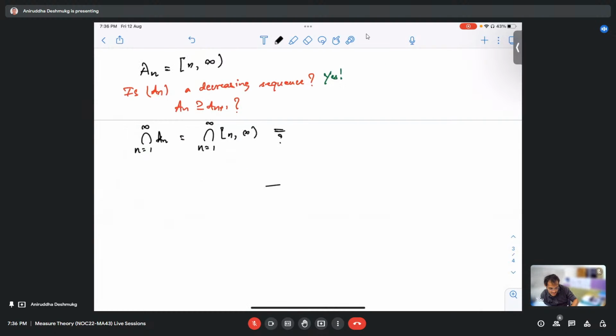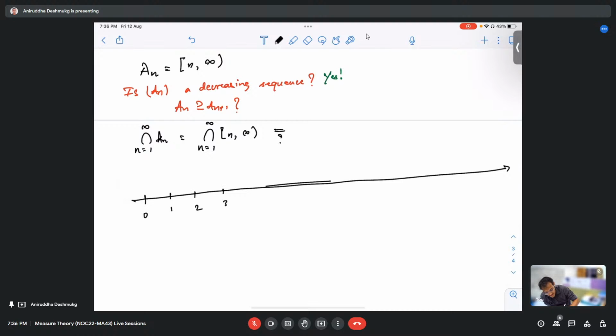To understand this, let us again draw a figure. This is 0 and this goes to plus infinity. 1, 2, 3 and so on till n. The first interval starts from here and goes towards the right. The second one starts from here, the third one starts from here, and so on. So, what can you say? What is the intersection? Empty, right? Empty.